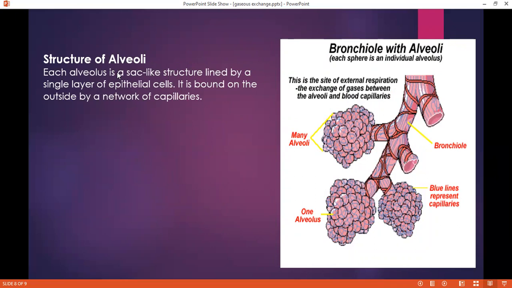So first we will see the structure of alveoli. Each alveolus, meaning a single alveoli, is a sac-like structure, meaning pouch-like structure, lined by a single layer of epithelial cells. It is bound on the outside by a network of capillaries. See that it's like a bunch of grapes. It is the single one called the alveolus and the many alveoli make an alveolar sac. So these are the alveoli and these blue colored lines show the capillaries which provide the blood to these alveolar sacs.